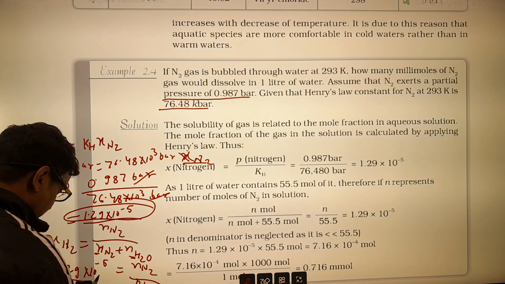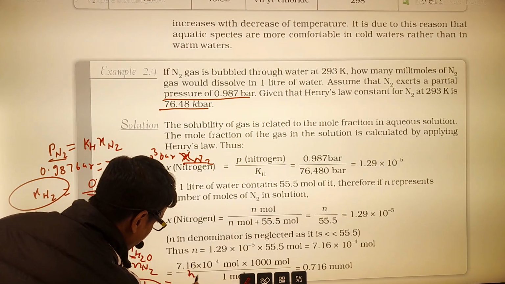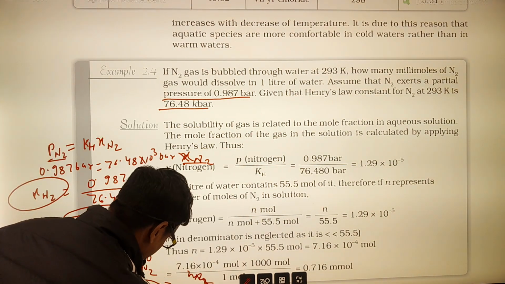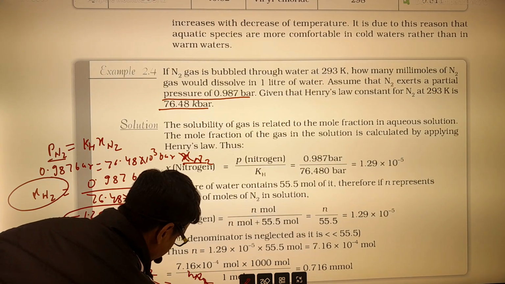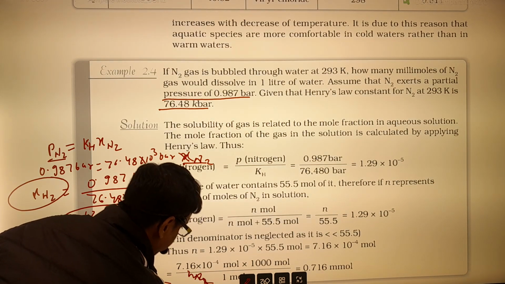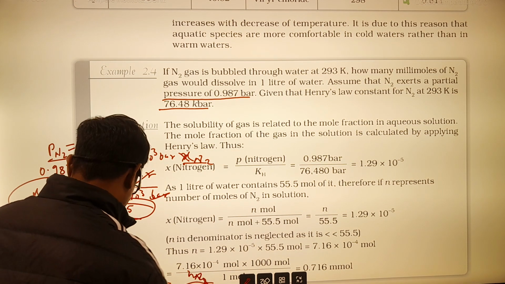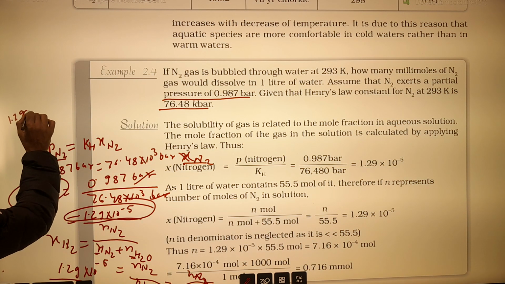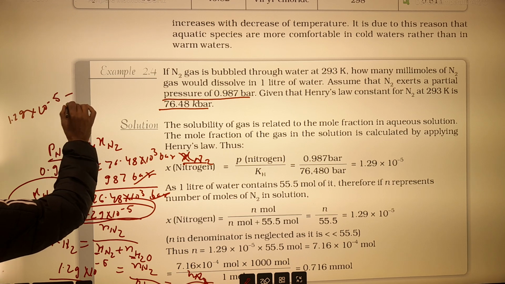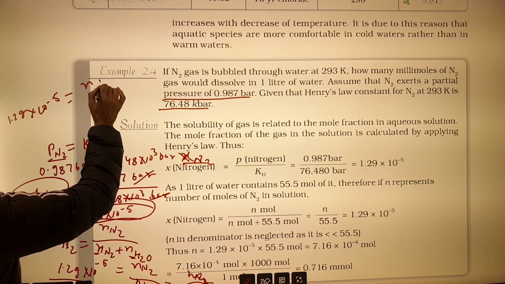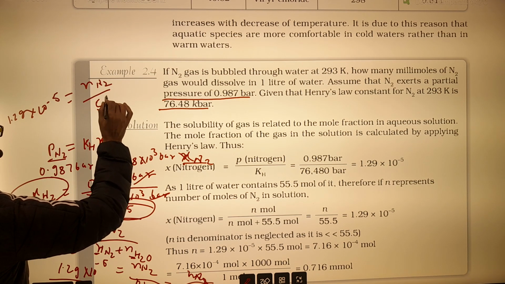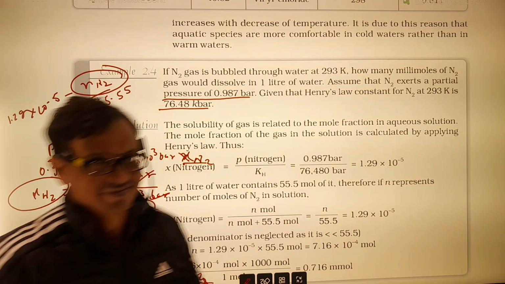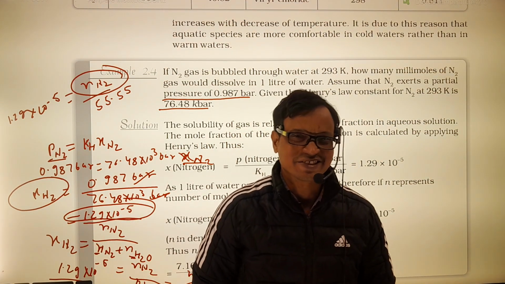So this whole value will be equal to the number of moles of nitrogen upon the moles of water. There is 1 liter of water, that means 1000 gram of water, so 1000 gram upon 18, which on solving will be 55.55. So 1.29 into 10 power minus 5 will be equal to the number of moles of nitrogen upon 55.55. So now you can find out the number of moles of nitrogen. Okay guys, solving this question was very easy.